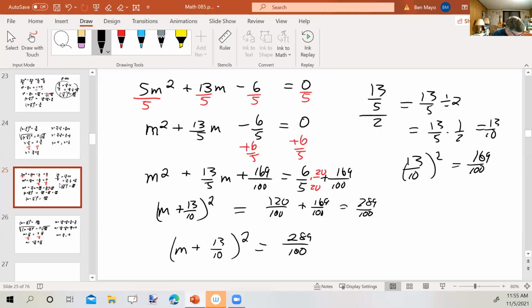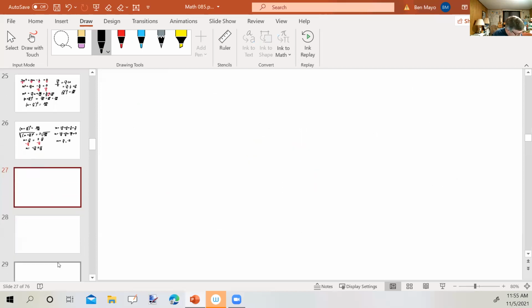5m squared. There it is. Okay, I just wanted to find my place again. Now it says, use completing the square to solve each equation, approximate each solution to the nearest hundredth. So now we're going to get answers that are not so nice, and then we'll use a calculator.